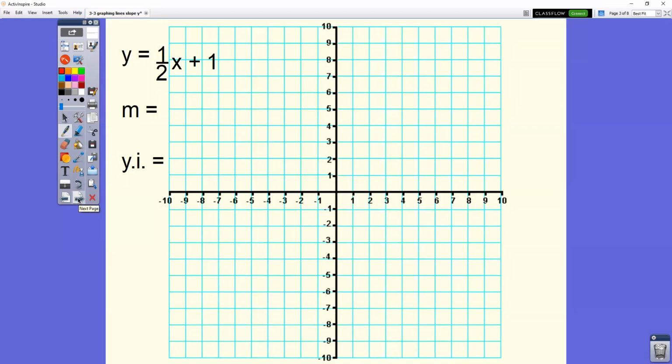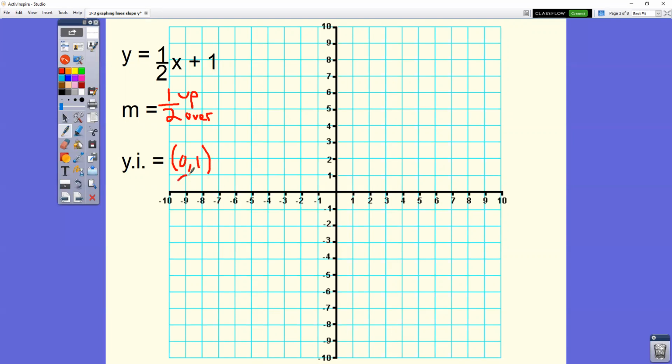So again, remember, we are graphing lines. You should never get a V shape or a bent line. It should always be a straight line. So the first thing that you're going to be required to do is find the slope and the y-intercept just like we did. So your slope is the number in front of your x. So our slope here is 1/2. That really means up 1 over 2. Your y-intercept is always 0, comma, whatever your plus or minus is. So in this case, it's 0, comma 1.